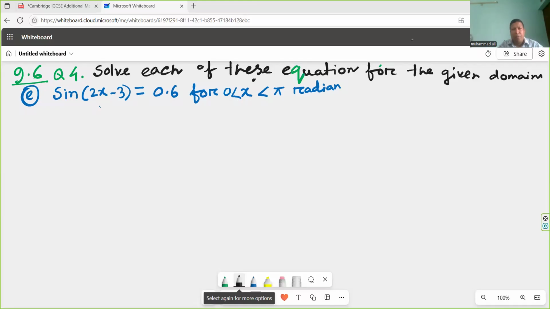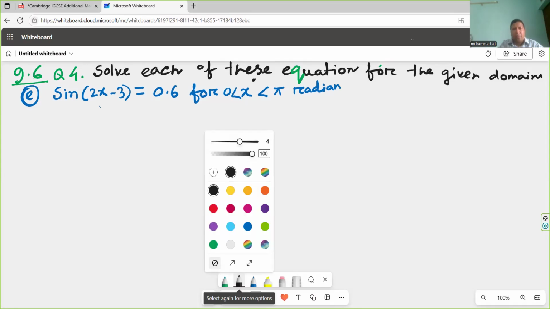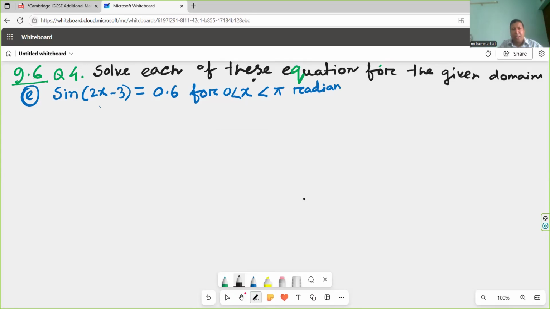Question number E: sin(2x − 3) = 0.6 for 0 < x < π. So we have to rearrange this domain. If we multiply by 2, it will be 0 to 2π. Now if we subtract 3, it will be 2π minus 3. So for this maths, our interval will be −3 to 2π − 3.